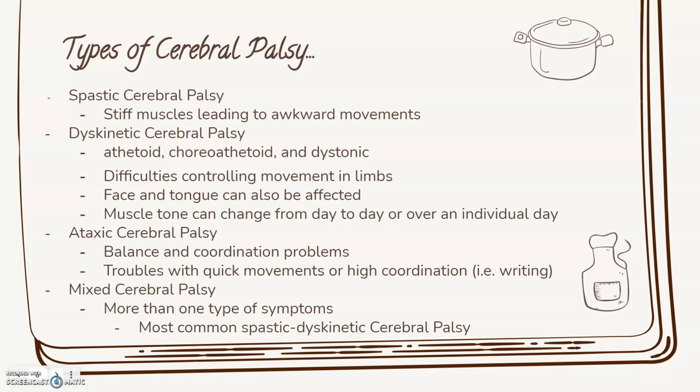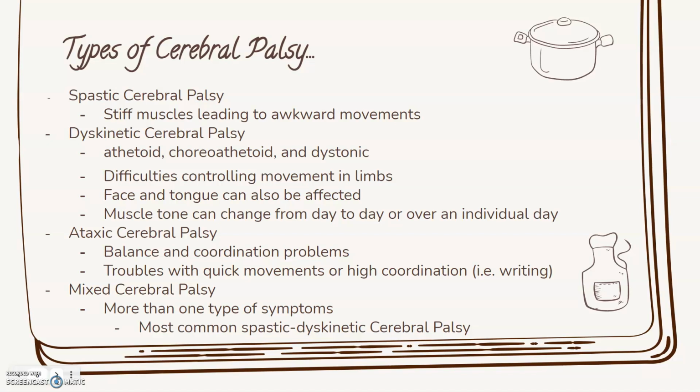Those with dyskinetic CP can have muscle tone changes from day to day or even over the course of one day, making their ability to do certain tasks depend on how they are feeling that day. Dyskinetic CP may cause challenges to be understood or heard in a busy foods room with multi-group cooking. Ataxic CP can lead a student to have balance and coordination problems, with troubles in quick movement or high coordination activities, such as dicing an onion.